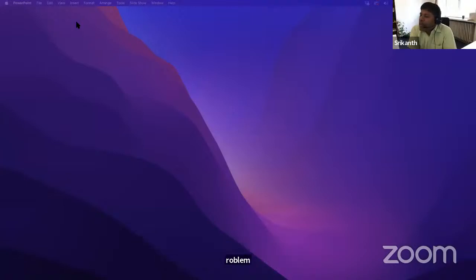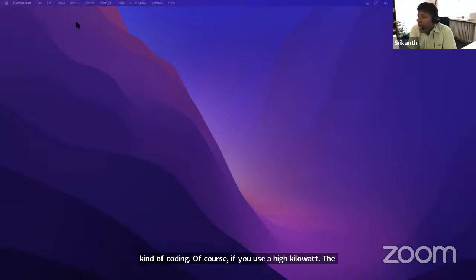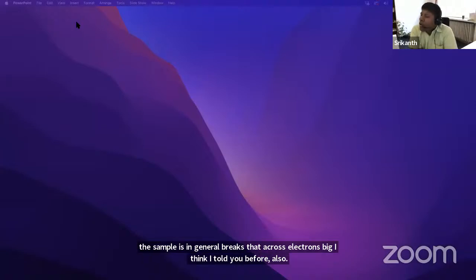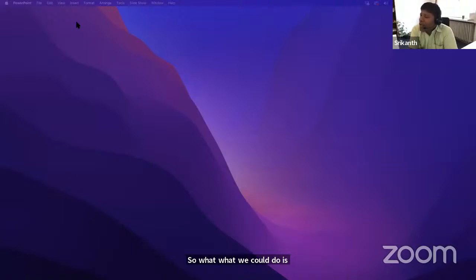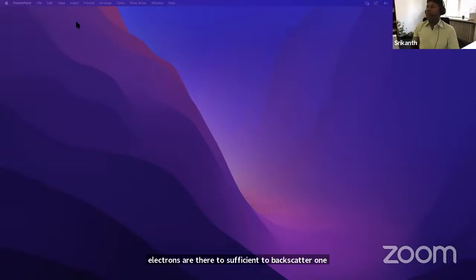In the TEM, we use coating, but in SEM, we do not have any kind of coating. Of course, if you use a high kilovoltage, the sample will break. Either it could be that the sample is very thin. If the sample is thin, generally the electrons break it. I think I told you already before also. So what you could do is maybe reduce even the energy. I think you reduced to 5 kilovolts with the 20 milliamperes gold coating. So even reduce the energy, I hope the electrons are still sufficient to backscatter, or increase the gold coating. For 20 seconds, you only did, yeah.